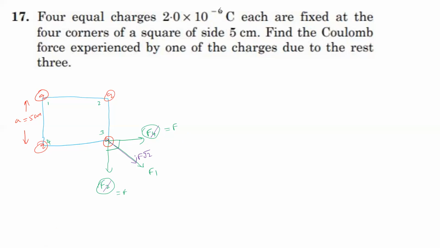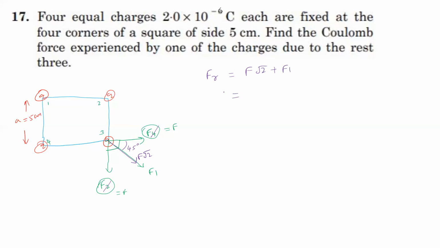So F root 2 is the resultant of F4 and F2, which makes an angle of 45 degrees with the line joining 4 and 3, like that we assume. Now see here, F root 2 and F1 are acting in the same direction, so the net resultant force is equal to F root 2 plus F1.